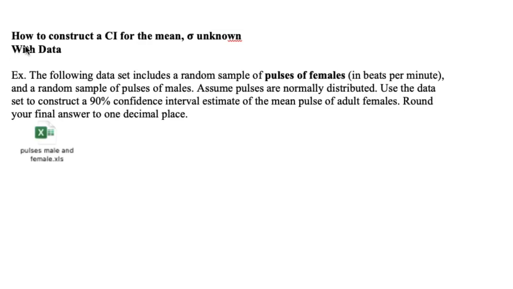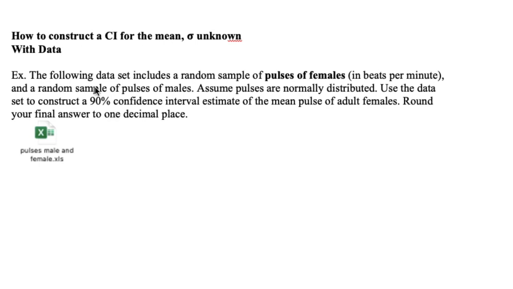We are going to learn how to construct a confidence interval for the mean when sigma is unknown. And since we'll be working with the t-distribution, we're going to use technology in this case, so StatCrunch. The first case is when we're given data, like an Excel file like this one.